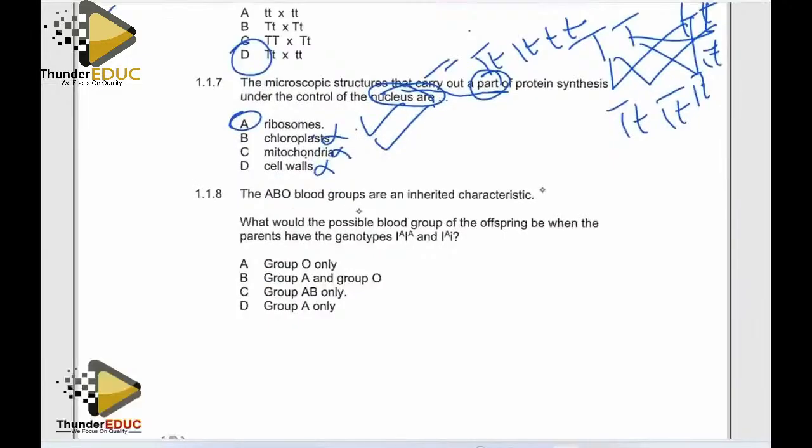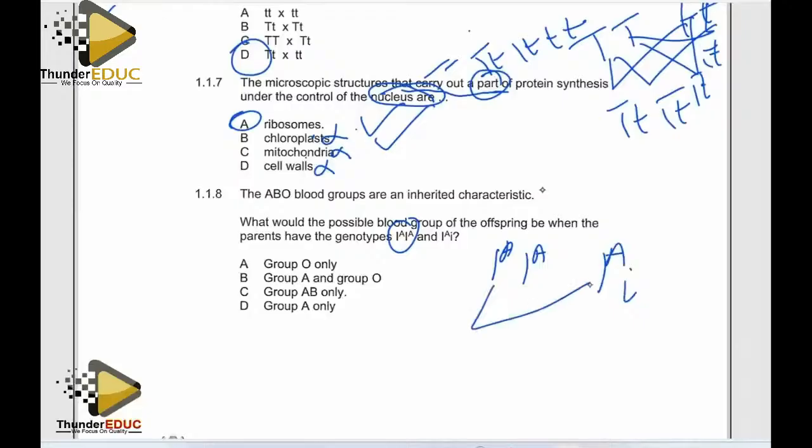ABO blood groups are inherited characteristics. What would be the possible blood group of the offspring when the parents have the genotype of this? You have this. Okay, now you have also to practice and see. Don't just give the answer.